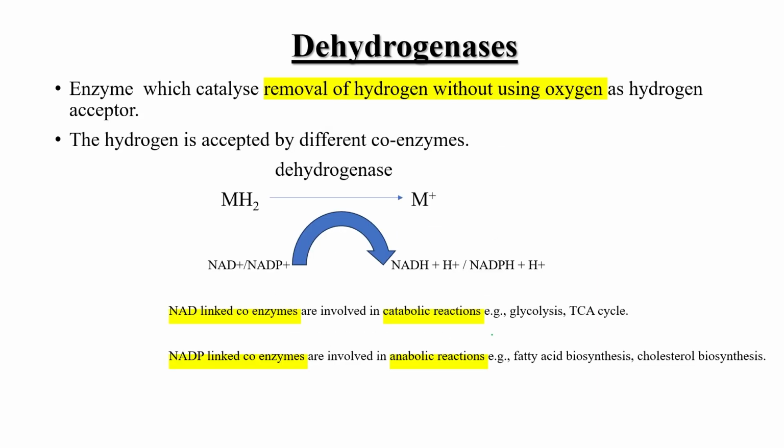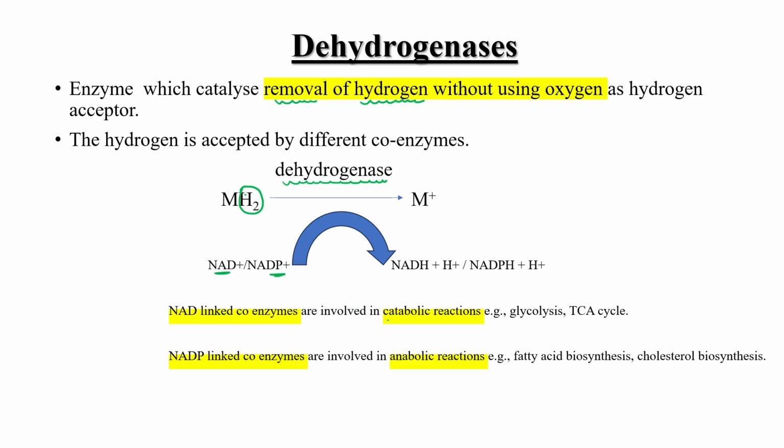Clear? Next group, dehydrogenases. This group of enzymes catalyzes the removal of hydrogen from the substrate without using oxygen, meaning removal of this hydrogen occurs, and this process is catalyzed by the enzyme dehydrogenases. So what is the final acceptor of this hydrogen? This is NAD or NADP. This is further accepted by either NAD or NADP.